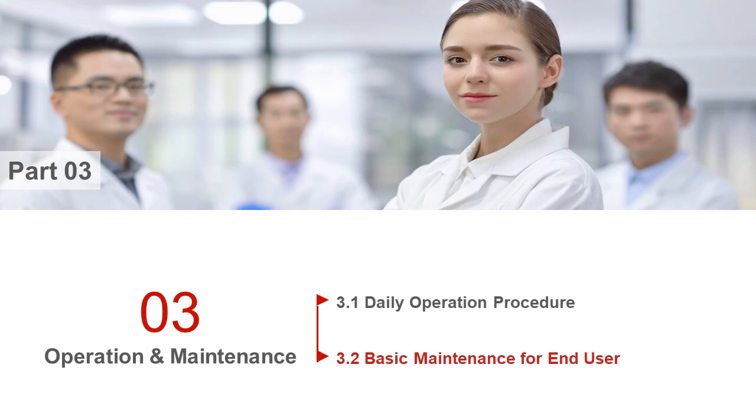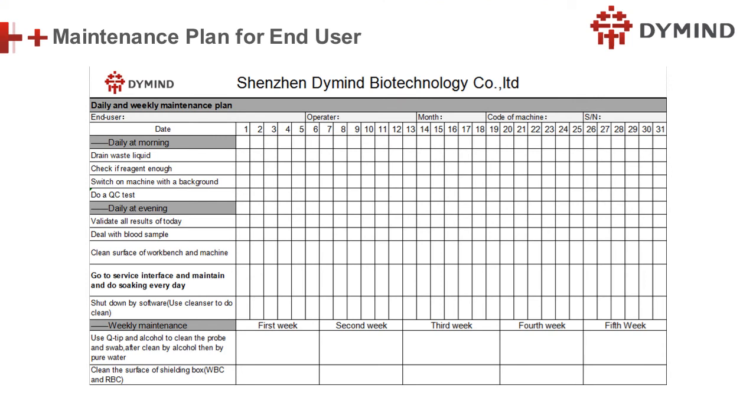And maintenance. We have the maintenance plan for the end user. Here we not only have the plan for the end user, we also have the maintenance plan for the engineer. We have two maintenance plans, one for the engineer, one for the end user. So what do they have to do? They have to drain the waste, check for leakage, check if reagent is enough, switch on the machine with the background, and do a QC test every day. If it's normal, then choose to validate. At the end of the day, after dealing with blood samples, clean the surface of the workbench and the machine, go to the service interface and maintenance, and do soaking every day.